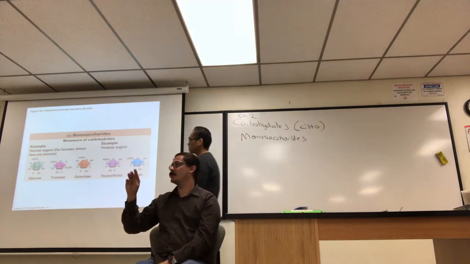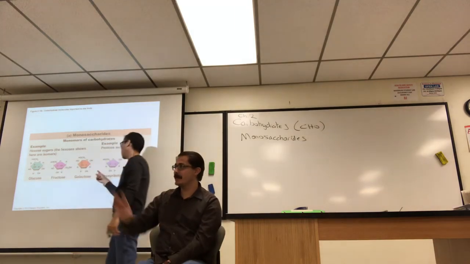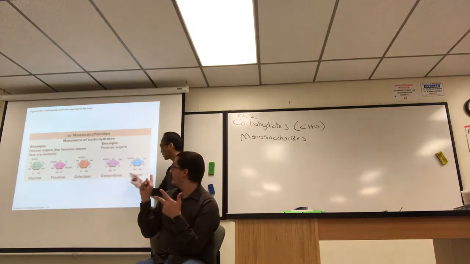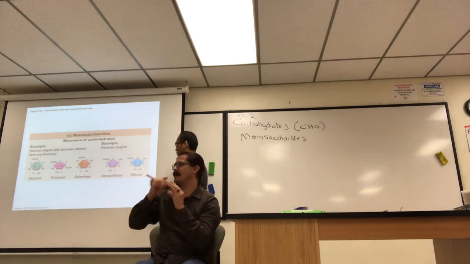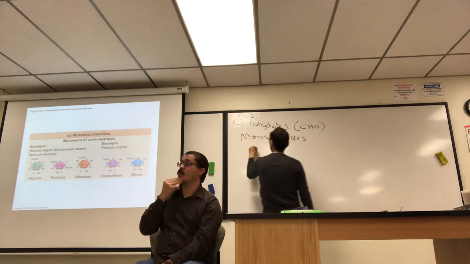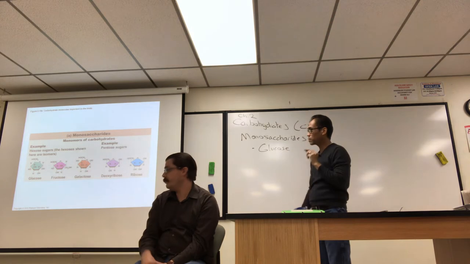They have six carbons, hexose, but know those three. Don't worry about ribose, deoxyribose. I'll mention those when I teach DNA. Okay, so glucose, fructose, galactose.